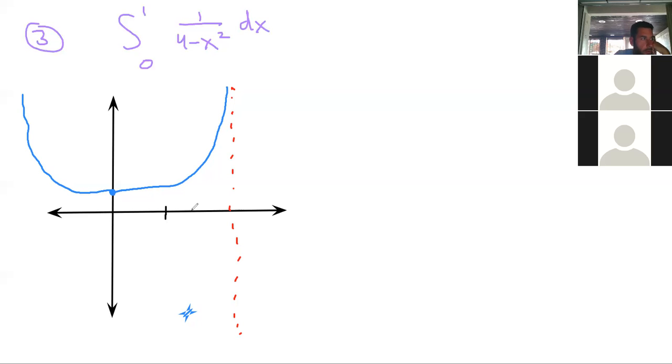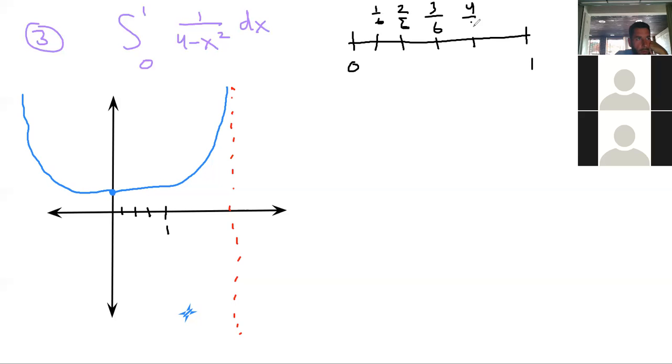Say this is 1. We want to use 6 rectangles to approximate this. If I do it like this, this gives me 4. So how do I get 6? To get 6, I need to break 0 to 1 into 6 pieces. The first piece would be 1/6, then 2/6, 3/6, 4/6, and then 5/6. And then I get 6 equal pieces. We call this number our delta x.